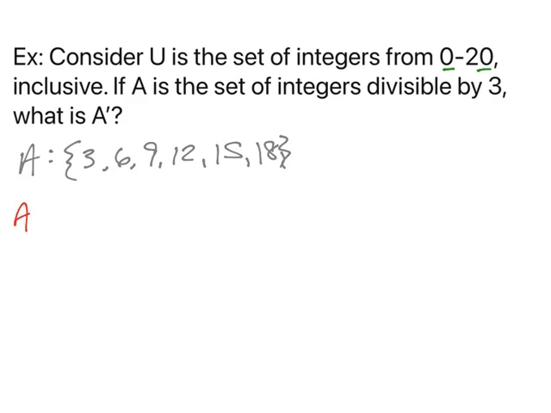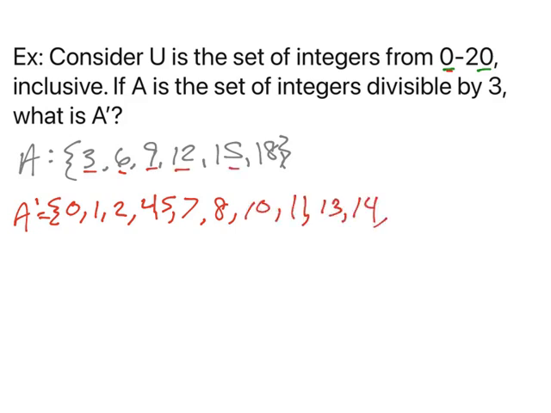So A prime is going to be everything else in the universal set that is not included in A. Starts at 0. 0, 1, 2, 3 is already taken there. 4, 5, there's 6, 7, 8, there's 9, 10, 11, there's 12, 13, 14, 15, 16, 17, there's 18, and then 19 and 20. So I think it's easier to start with the set and then work to the set complement. But if there's an easier way in your head to do it, that's totally fine. So that is kind of playing with subsets, universal sets, empty sets, and set complements.